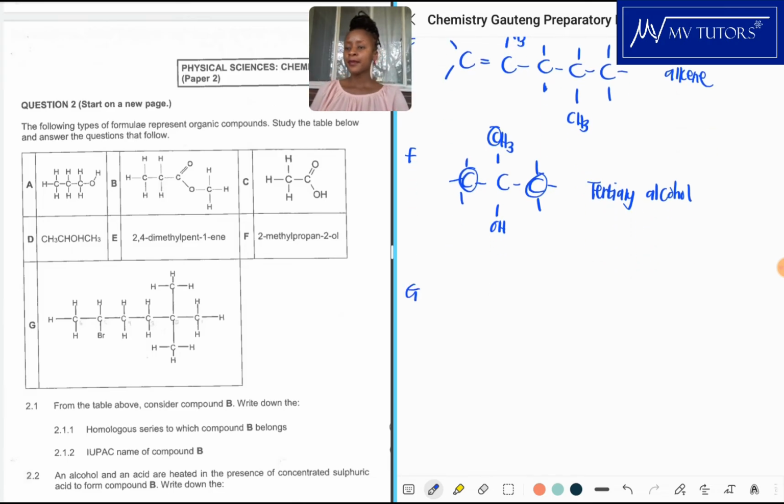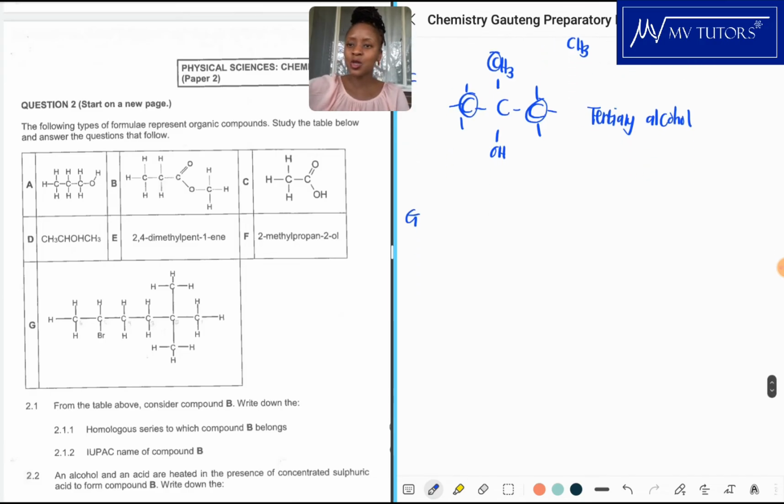And then G, we have a lot going on. So we're going to look at the longest chain. If I go from left to right, I can go to the carbon up there. I still have 6 carbons. I can go to the carbon at the bottom. I still have 6 carbons. So the longest chain is 6 carbons. So we have hexane because they're all single bonds. I don't have any double bonds, but I see that we have a bromine atom there. So this is actually a haloalkane, not just an alkane.